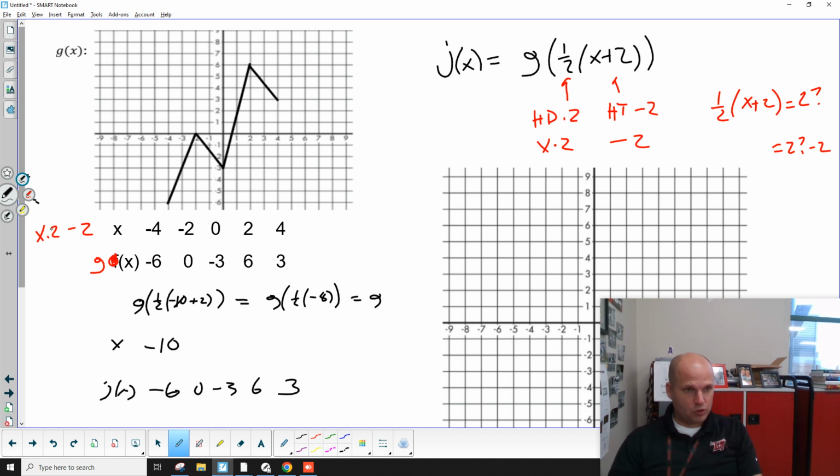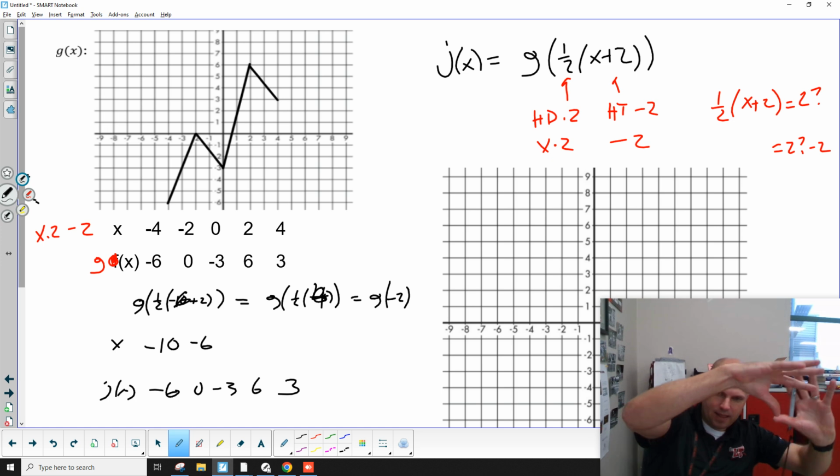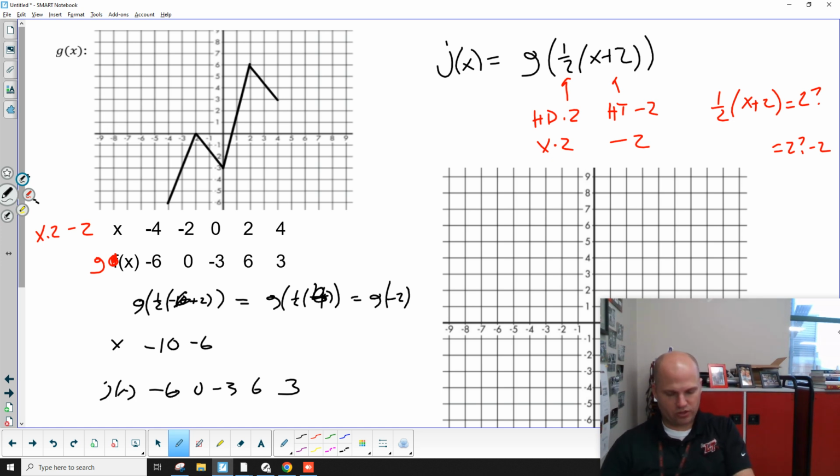-2. Multiply by 2, subtract 2. -4 minus 2, -6. If you double checked, it would work out. You'd get -3. No, -4. G of -2 I know is 0. Boom, -6, 0. It's like we're reverse mapping: what are the x's we need to then manipulate to get the x's that we know. And this is our transformations.